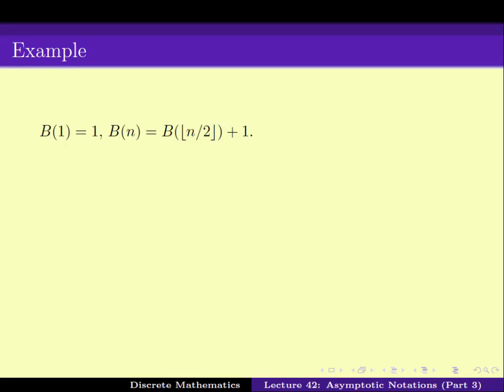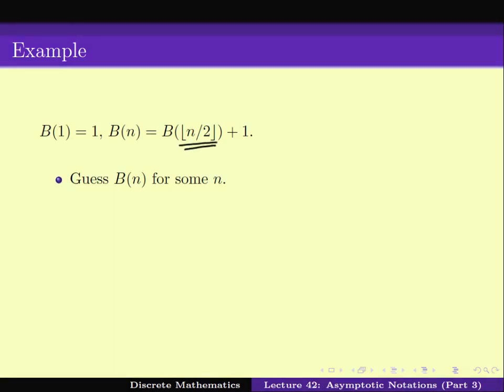So here is one more problem. b1 equals 1 and bn equals b of floor of n over 2, plus 1. Again, we need to first guess bn for some n. And as you can see, since I am getting floor of n over 2, we have to somehow choose n so that n over 2 is always an integer, and I can throw away the floor. That can happen if n is a power of 2 again.